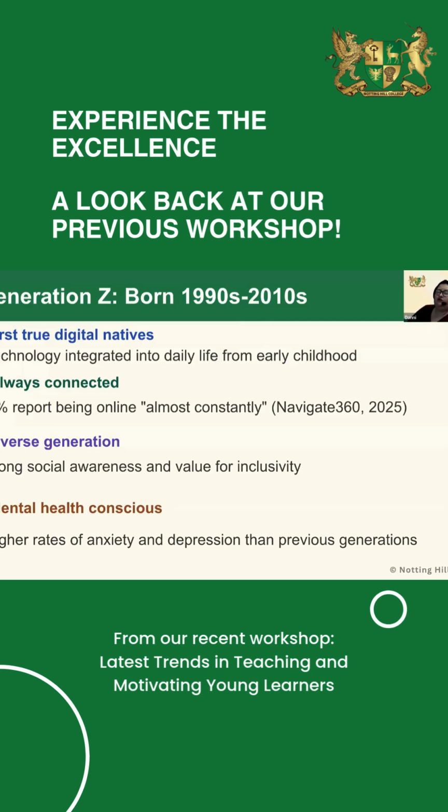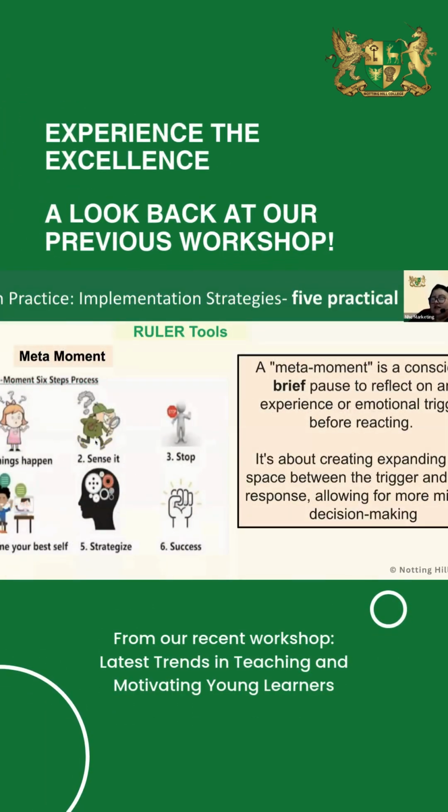So there's a strong social awareness, like one of the strategies in the RULER tool. So this is called the meta moment, and sometimes I've heard it called the 10-second rule. I think for the younger age, yeah? For the younger ones, yeah. So for the younger ones, we've heard it called the 10-second rule.